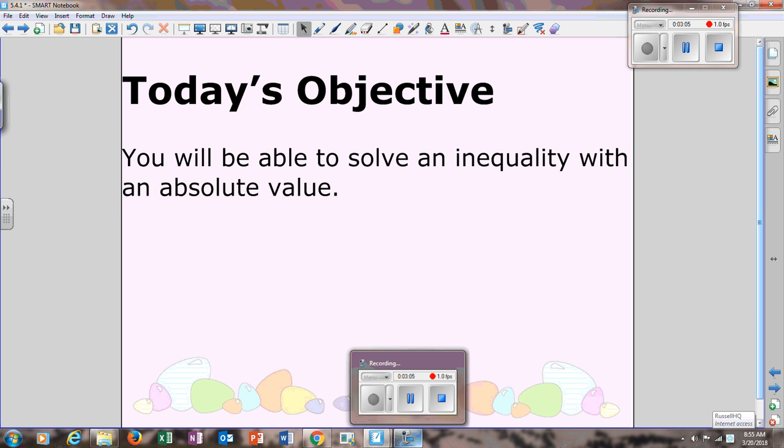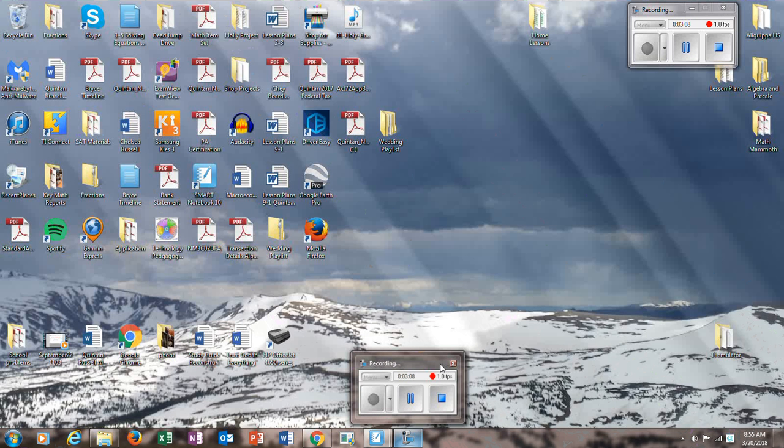I don't know why this little box is up here. It's gone now.